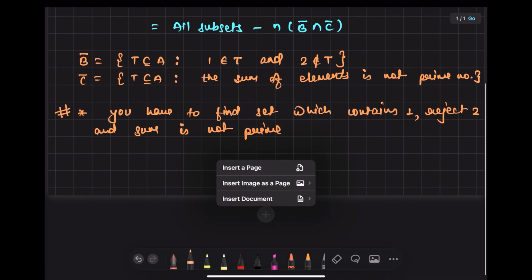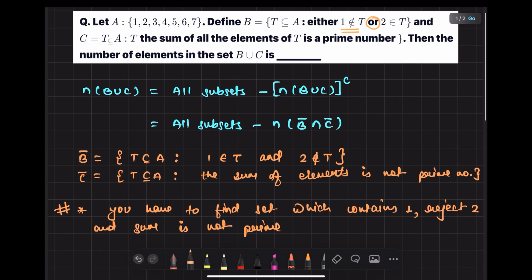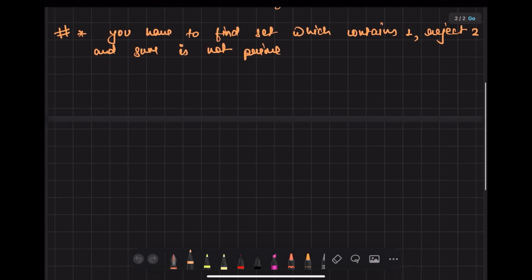Now let's find out those sets. So you know that set A is this. So from set A, you have to include 1, 2, 3, 4, 5, 6, 7. So from set A, you cannot take 2. So reject 2, and you will always carry 1, okay.